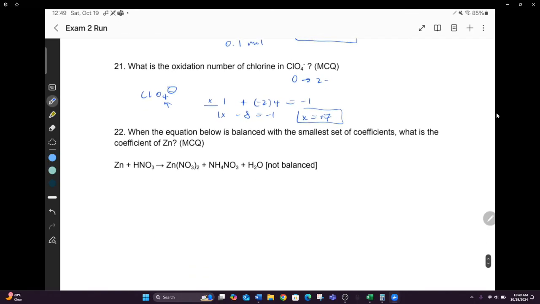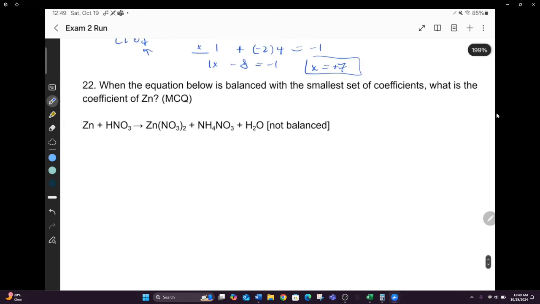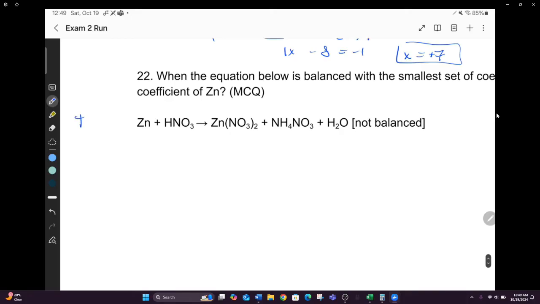Question below is balanced with the smallest set of coefficients. What is the coefficient of Zn? There is a way to balance this chemically with chemistry. Unfortunately, I'm actually more of a math person, so I'm going to show you all the trick to doing this. The correct answer is four. So if you're solving this and you just want the answer, it's four.